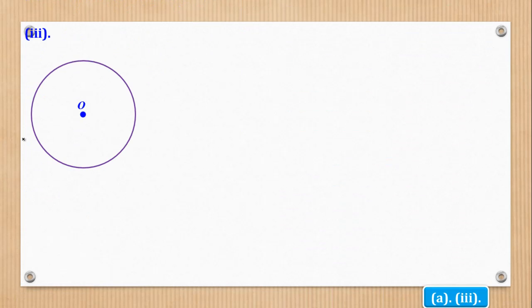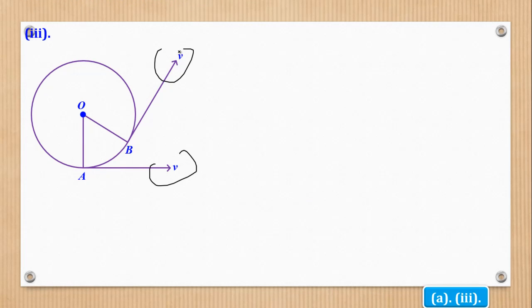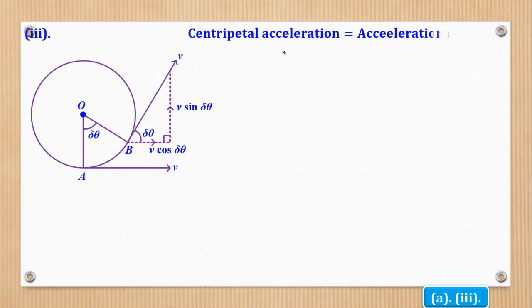So I need to draw a diagram to help us derive. Then at point A, the body has this velocity in that direction. At point B, the body has that velocity in that direction. And the small angle it makes from A to B is that. By geometry, this angle is the same as this. So I can resolve that velocity horizontally to give you this, and vertically to give you this. So centripetal force is acceleration along OA, because it has to be towards the center.